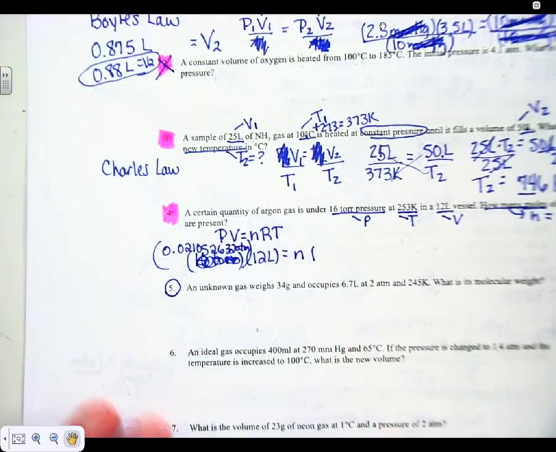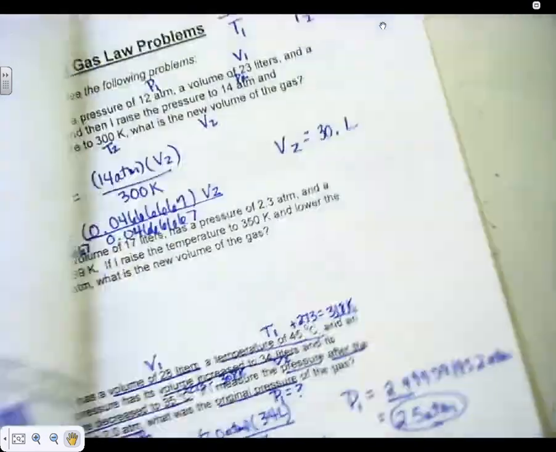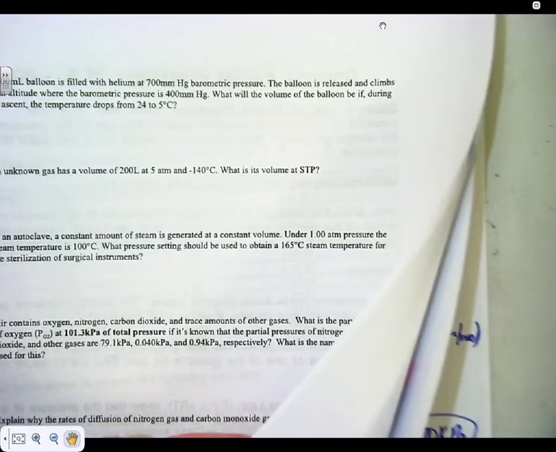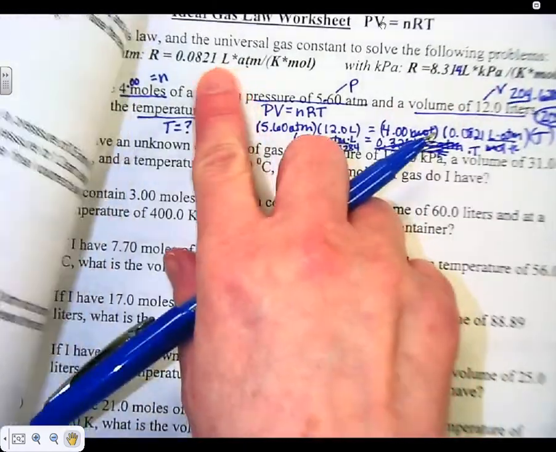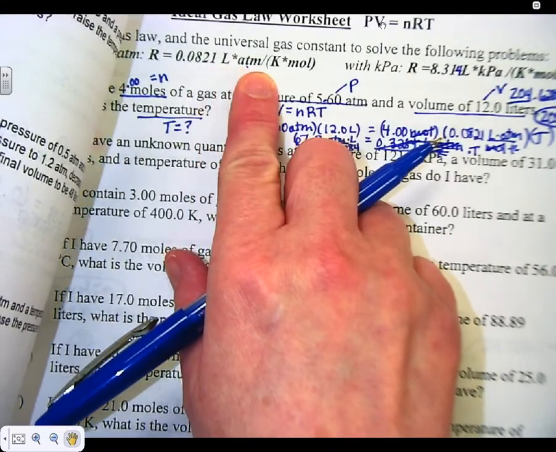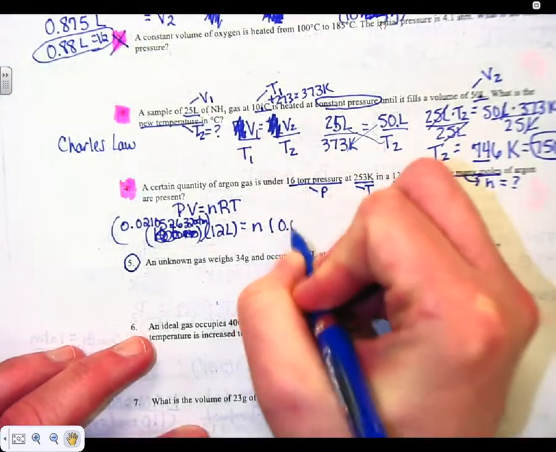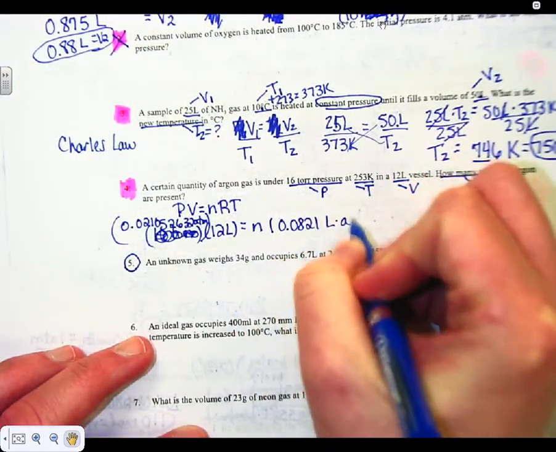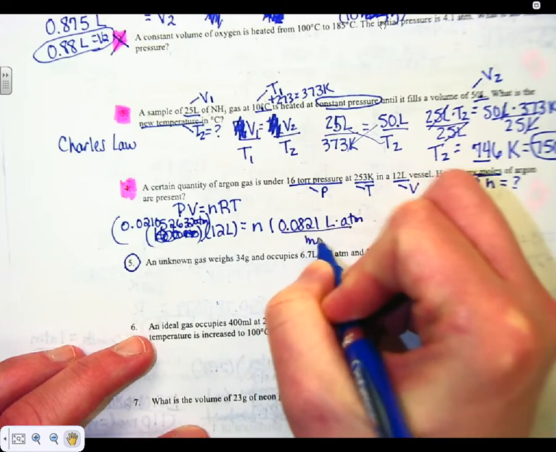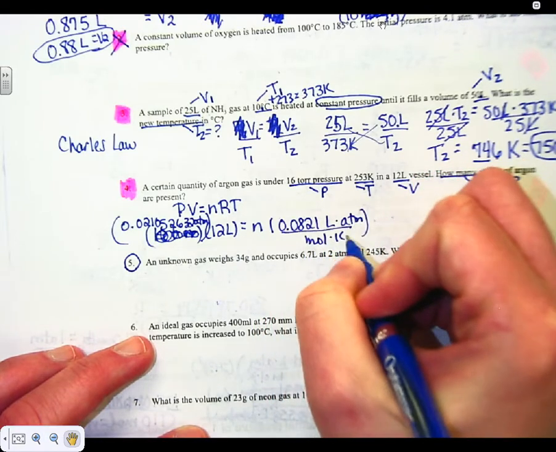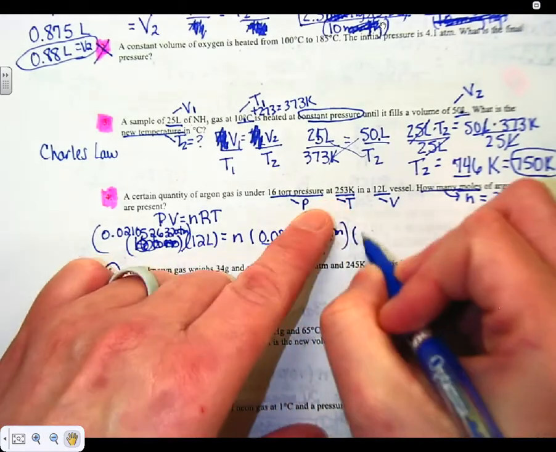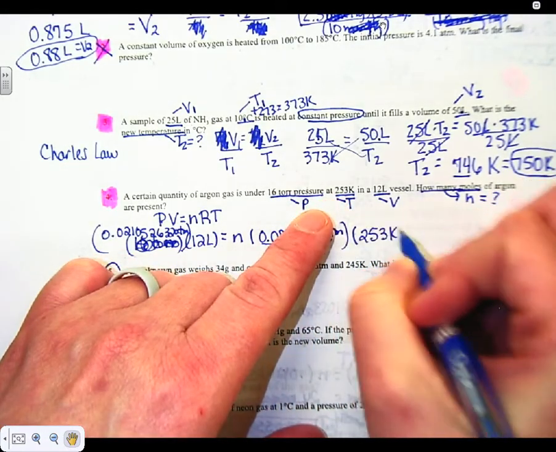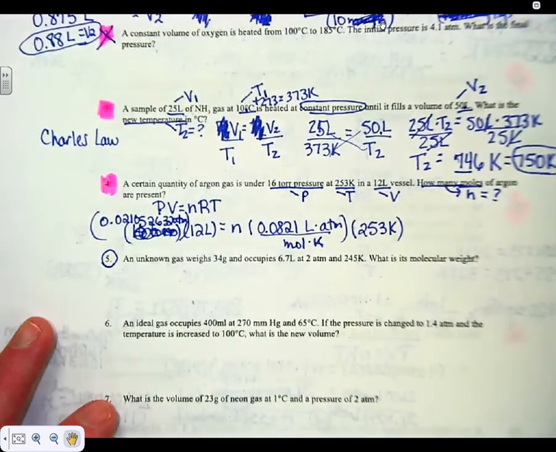And so then our R, if we go back here and look, the R for that has atmospheres in it, that's kilopascals, here it is, 0.0821 liter atmosphere per mole Kelvin, okay? And then our temperature, luckily, is already given to us in Kelvin, so we just have to substitute it in, 253 K.